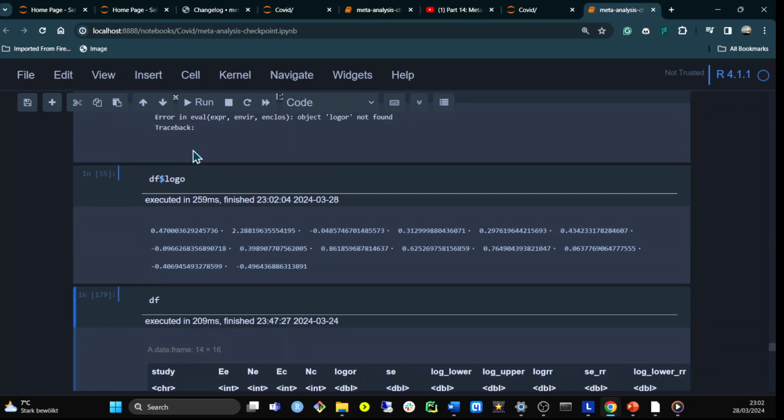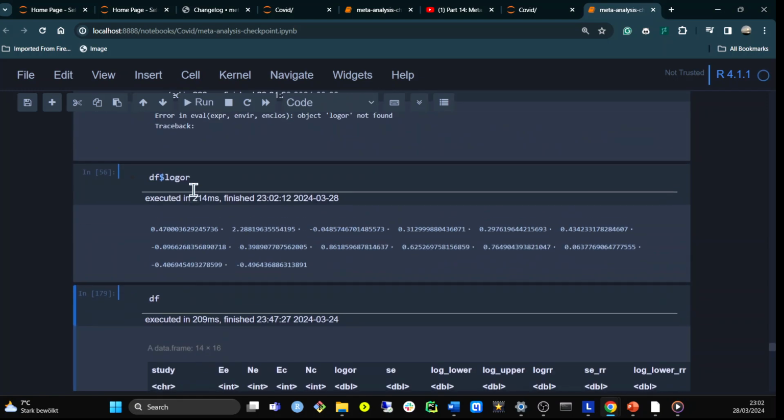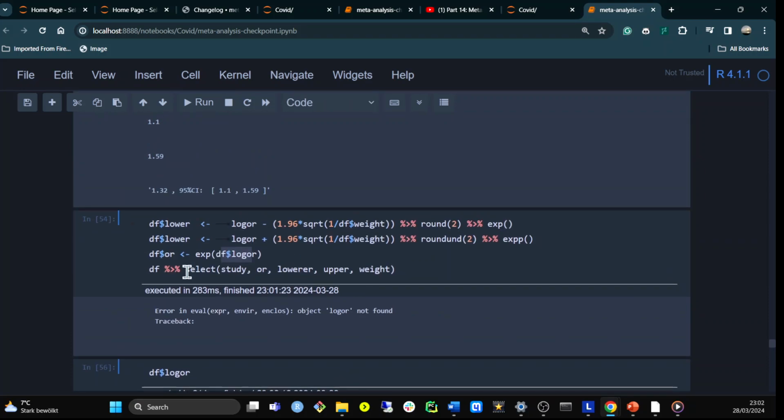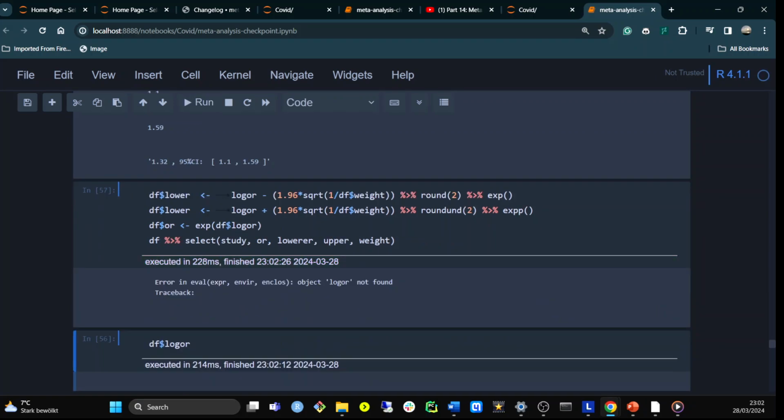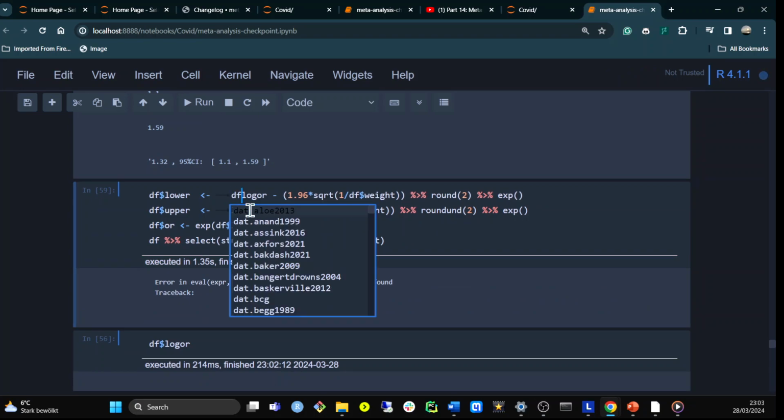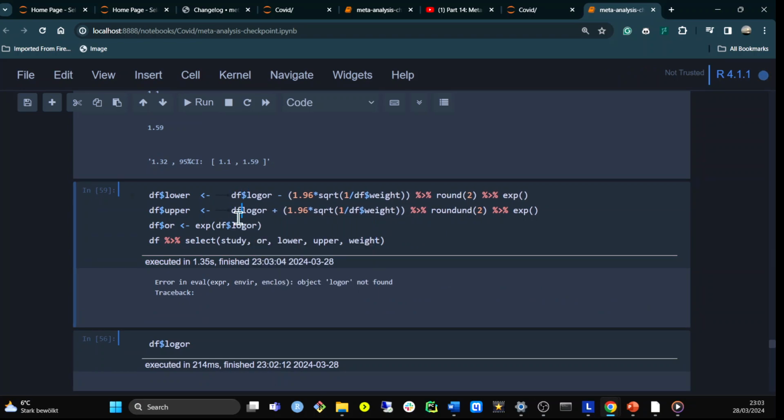Yeah, so we have this value, log OR. Yeah, we have the log odds ratio. Okay, so here df OR equals the exponentiated form of df log OR. Was it not working? Object log OR doesn't exist. Okay, now I realize that's because we didn't call this dollar sign, it's the beta thing. You can also use mutate, but I'm using this beta.